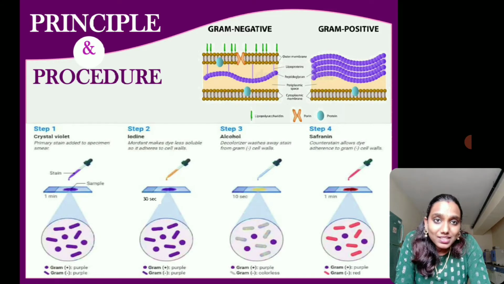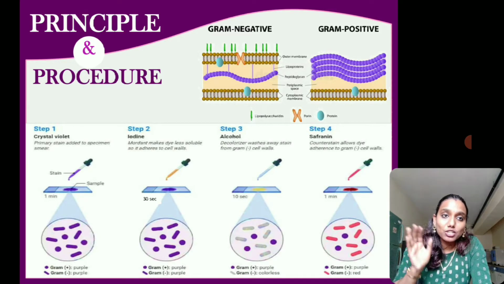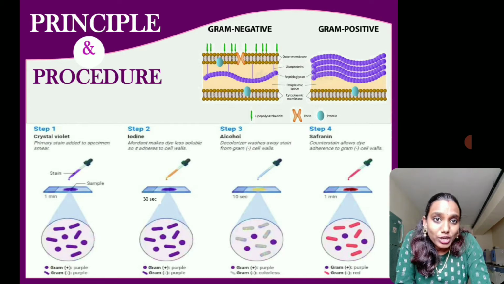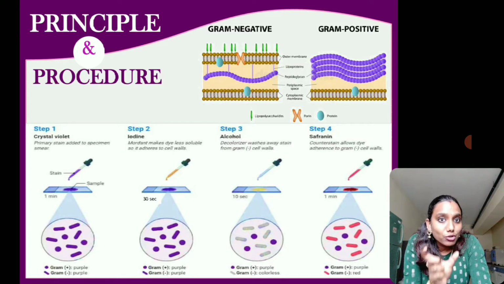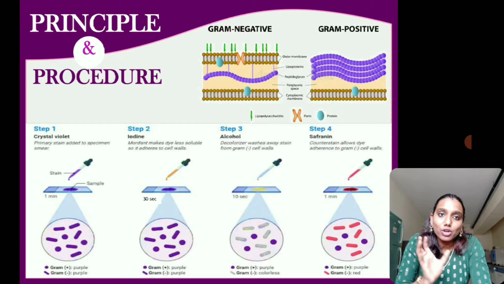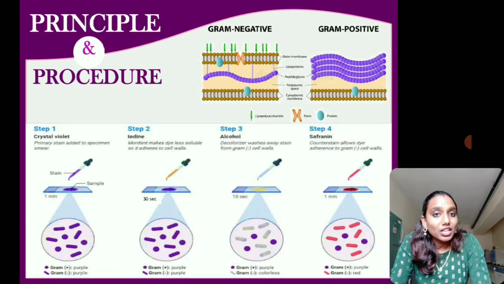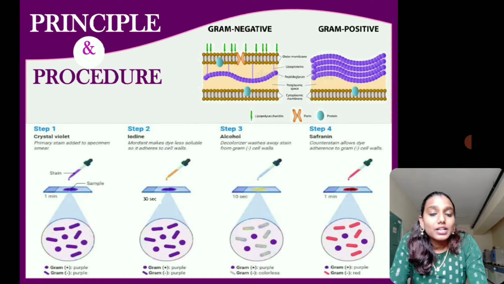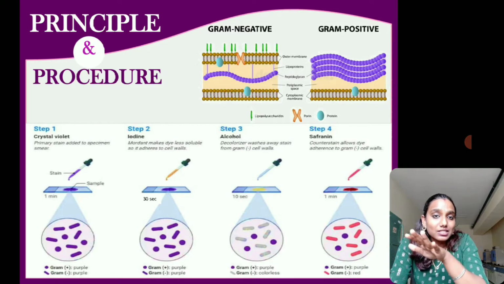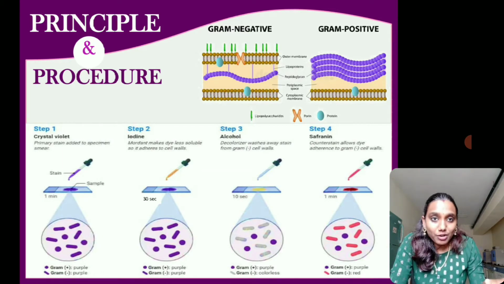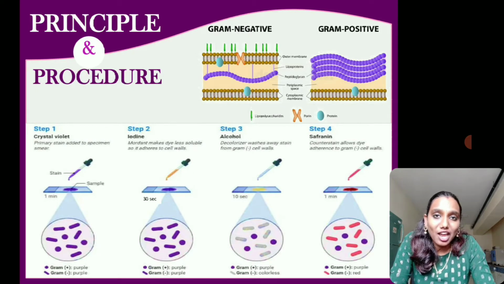During this time, the bacterial culture is going to absorb the crystal violet stain and appear purple. At this stage, if you observe the smear under the microscope, all the cells are going to appear purple. Later, after 1 minute, the smear is washed. The crystal violet is completely washed from the smear and later it is flooded with gram's iodine.